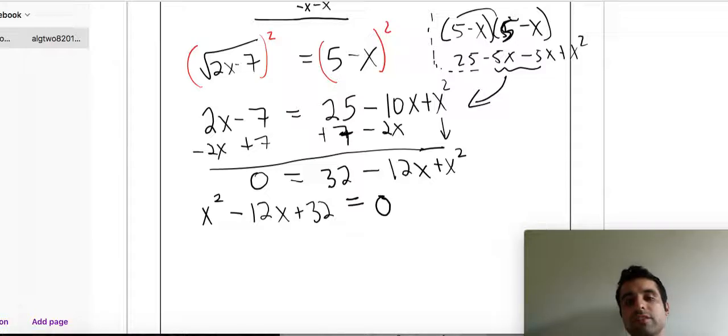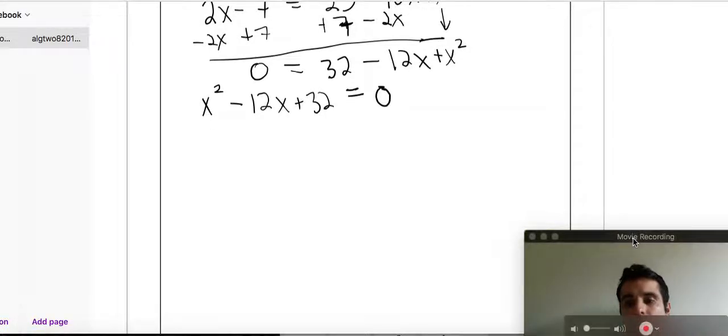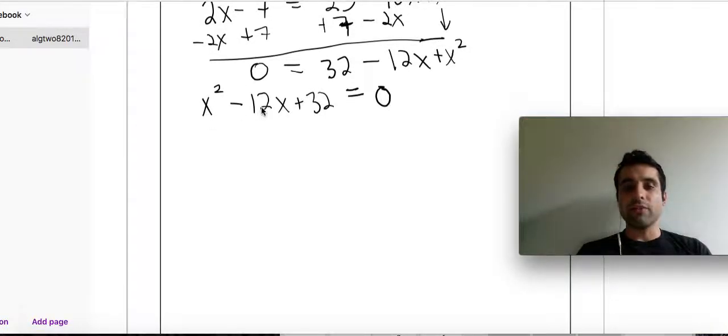So the two fastest ways, at least in my opinion, to solve this instead of the quadratic formula is either factor or use completing the square. I think factoring will be faster because two numbers that multiply to 32 and also sum to negative 12, they both have to be negative, right? To multiply to a positive 32.